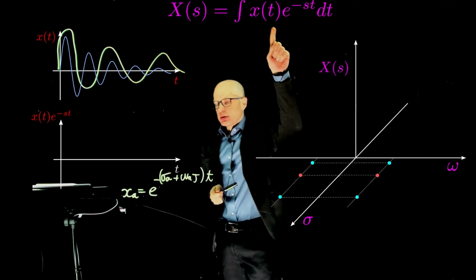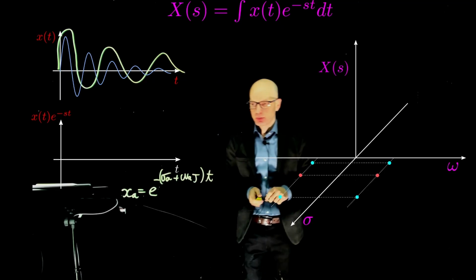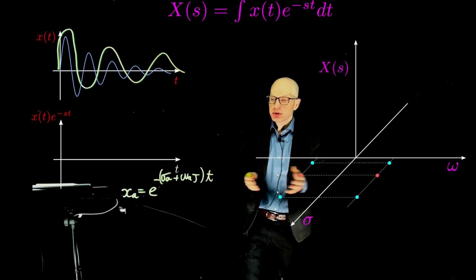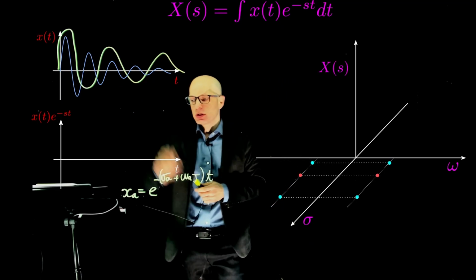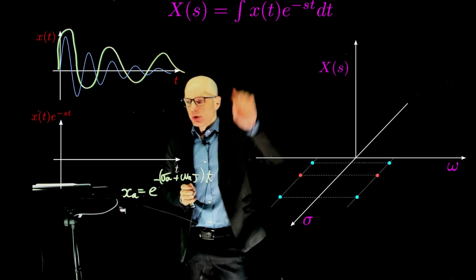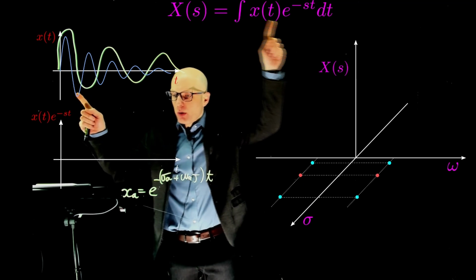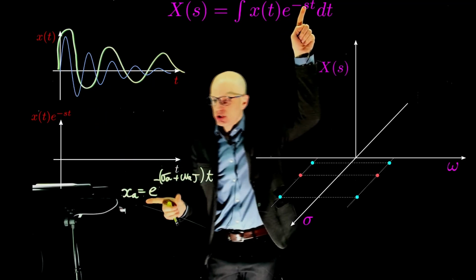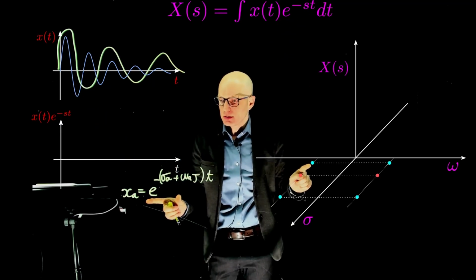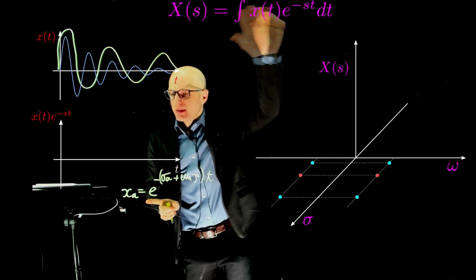Well, that's where this fancy integration comes in. This integral is nothing else than just a way to compare how close the signals are. So here we have the original signal we are trying to create. We multiply that by the signal we just made up using that point of sigma and omega, and we multiply them and take the integral.